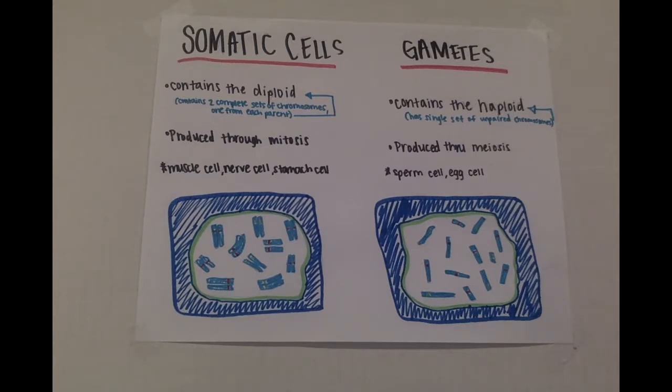Somatic cells are produced through mitosis, while the gametes are produced through meiosis. An example of the somatic cells would be your muscle cell, a nerve cell, or a stomach cell. And then gametes would be anything such as a sperm cell or an egg cell. These are the vehicles that transmit genes from one generation to the next. So they're just kind of like transportation, while a somatic cell is any cell of a living organism other than the reproductive cells.